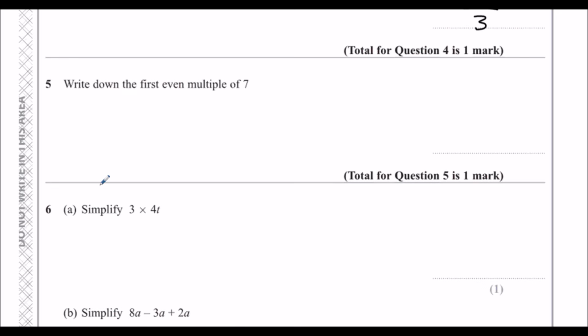Question 5. Write down the first even multiple of 7. So the multiples of 7, that means the 7 times table. So it's 7, 14, 21, 28, and so on. The first even number, so 7 is odd. The first even is 14.